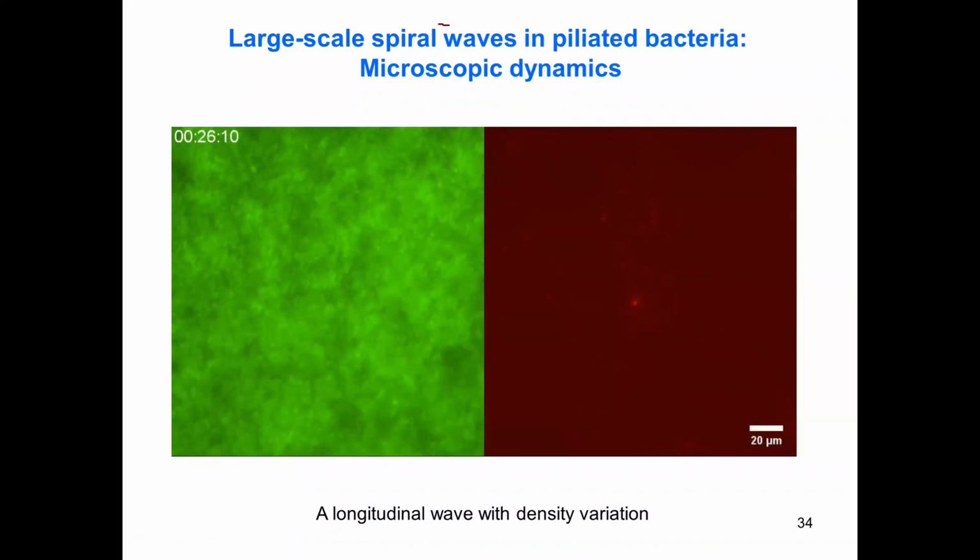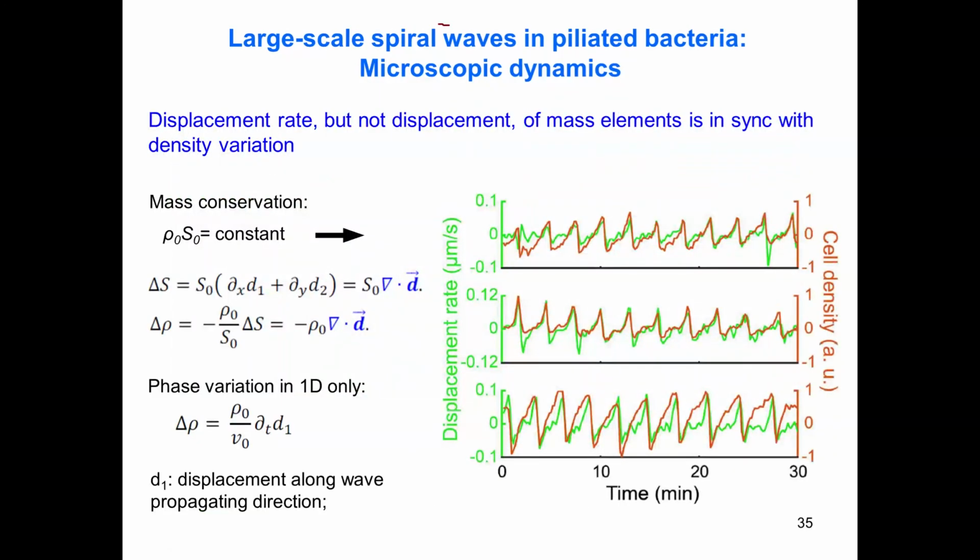associated with density variation. If we treat this bacterial film as an elastic film, we can show that the phase variation, the cell density variation would be related to the displacement, and will be related to the rate of displacement. So if we plot the displacement rate in green and the cell density variation in orange, we can see that they are perfectly aligned.